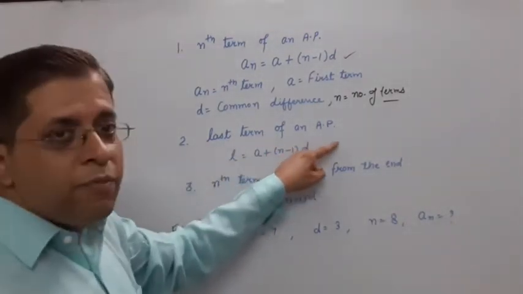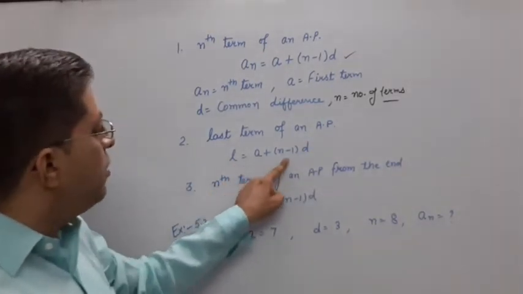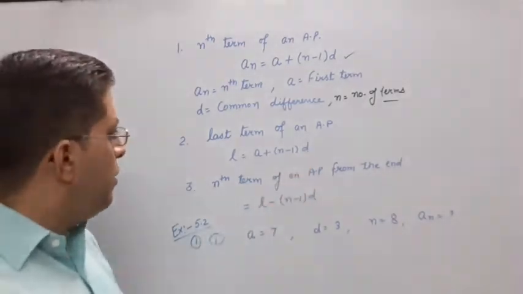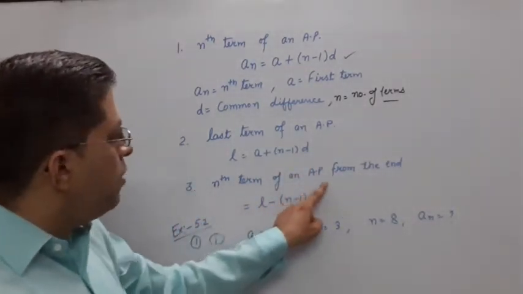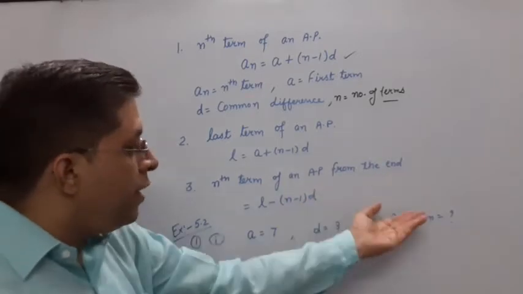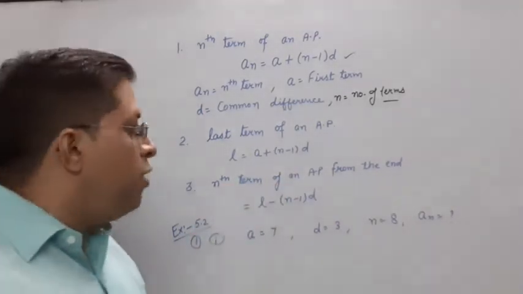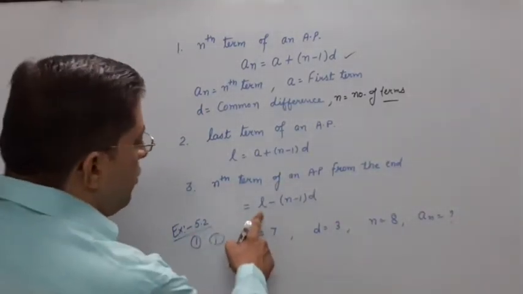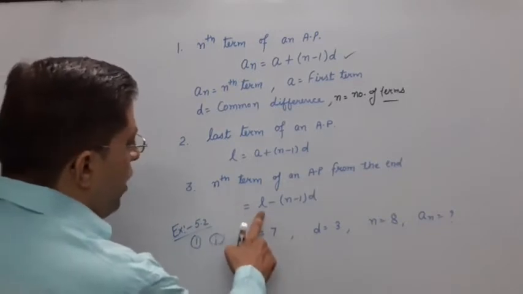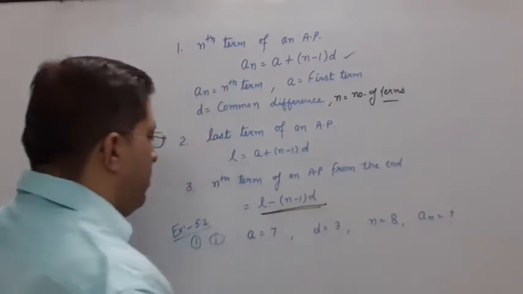Okay, come to the second: last term of an AP. The formula will be the same. L is equal to A plus (n minus 1)D. Okay. Nth term of an AP from the end, from the back. From the end means from the back side you have to find the nth term. This is L is equal to L minus (n minus 1)D. This is a very important one.